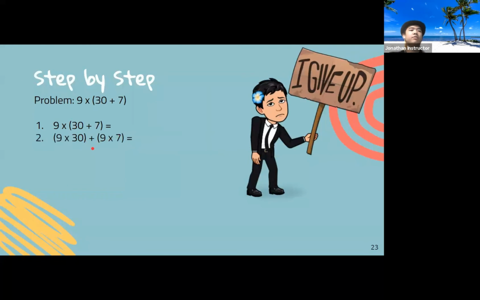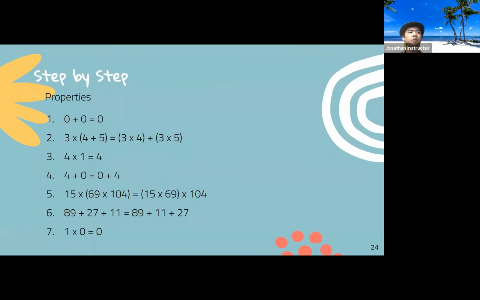So I have the initial equation, 9 times (30 plus 7). So I set up the equation as step 1. Then I do distributive property. I move the 9 in: 9 times 30, 9 times 7. And then I just multiply these in here. And then I add them. Super easy. That's one way to multiply two big numbers together. All right, so we're a little bit short on time, so I will go through these. Hopefully you'll see why they work.